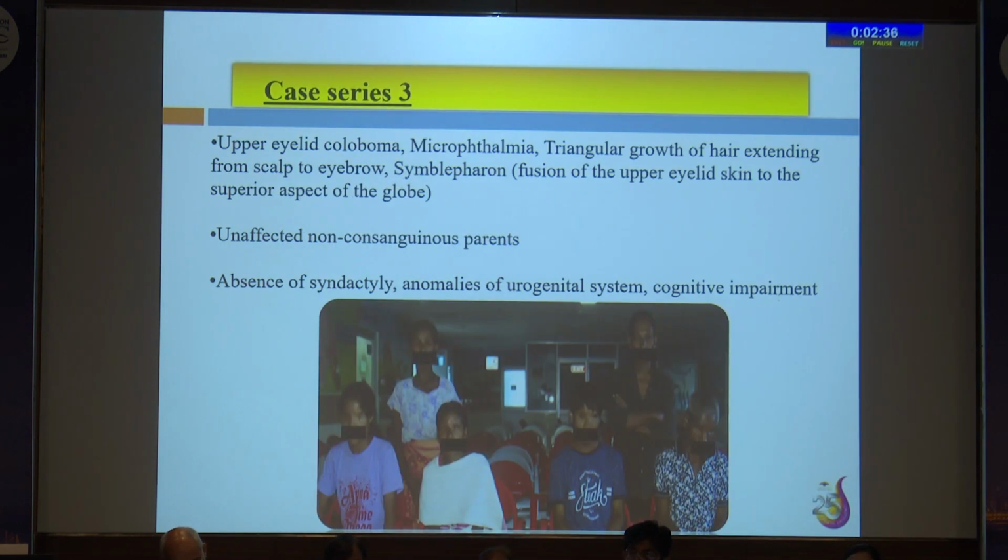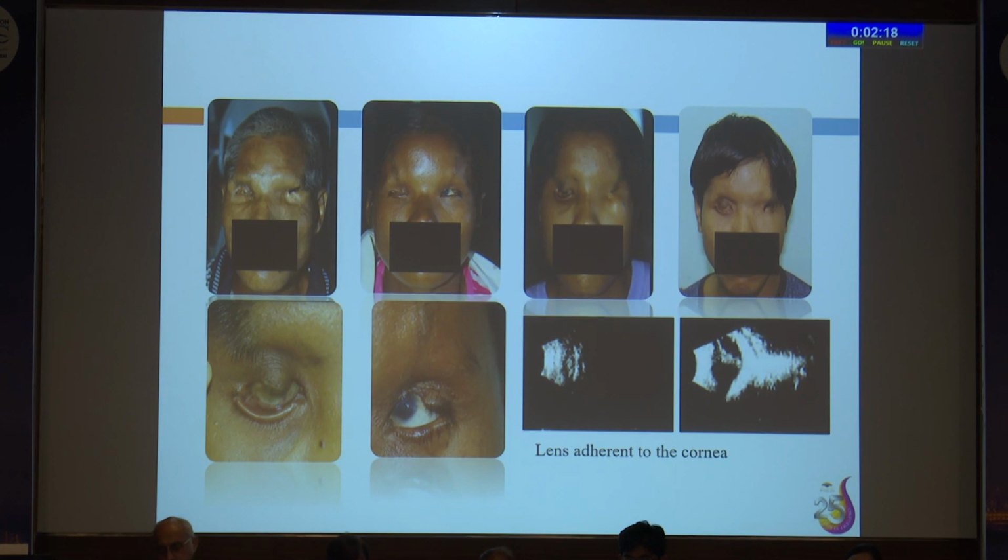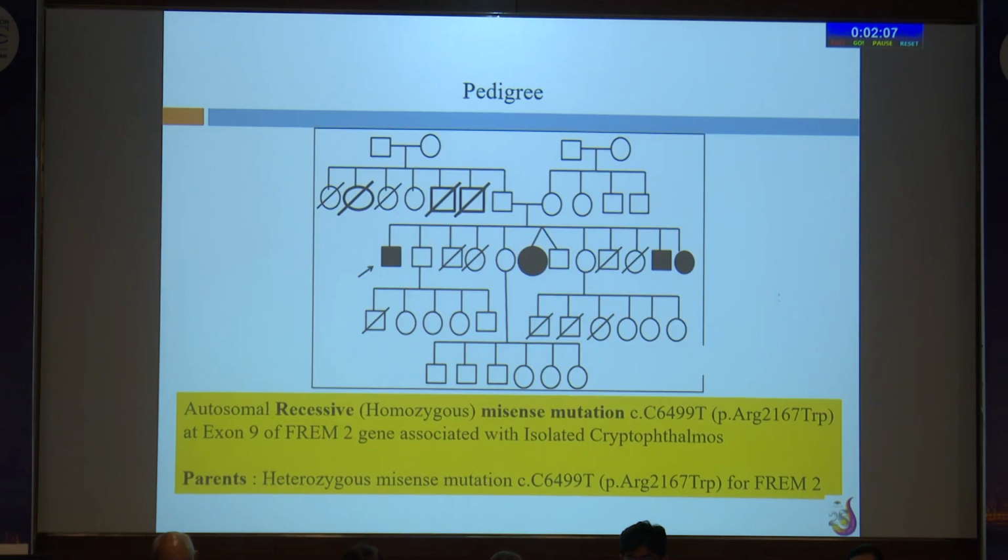This is a case series of 11 children, of which 4 had upper eyelid coloboma, microphthalmia, and triangular growth of hair extending from the scalp to the eyebrow with a symblepharon, and they were born to unaffected non-consanguineous parents. Syndactyly and anomalies of the urogenital system on ultrasound were absent. As you can see from the pictures, the only child who had some amount of visual acuity was one of the twins from the pedigree. You see the pedigree, of the 11 children they had, 4 were affected.